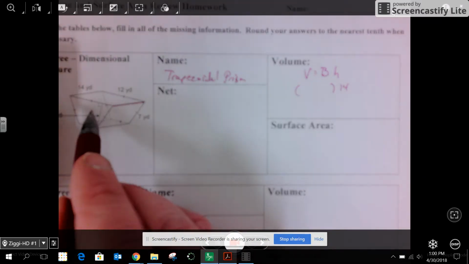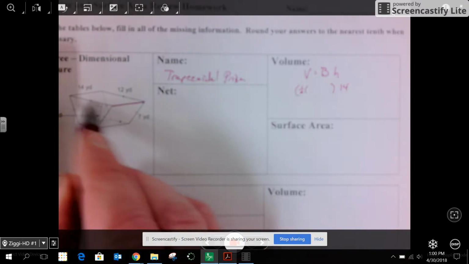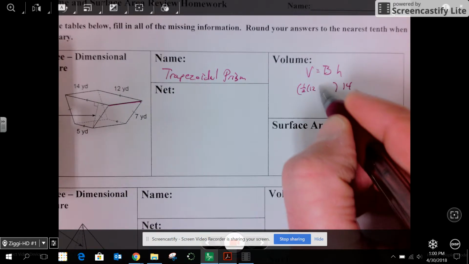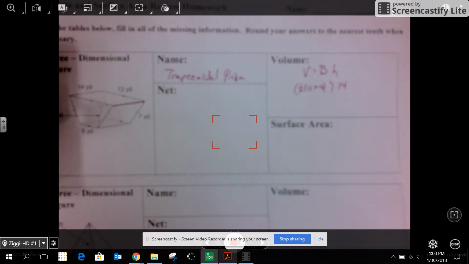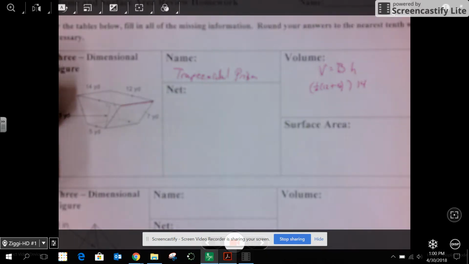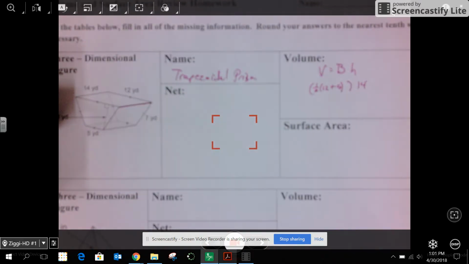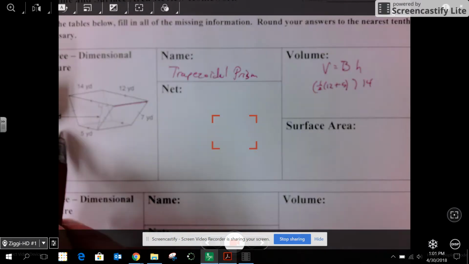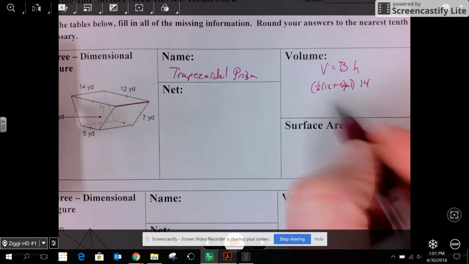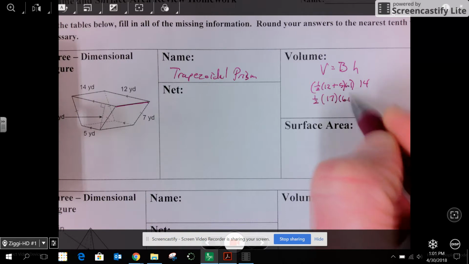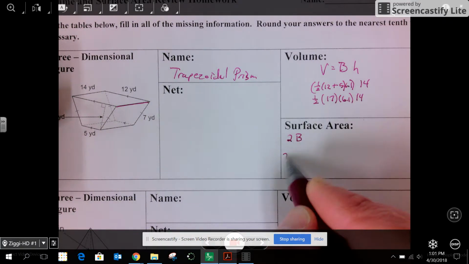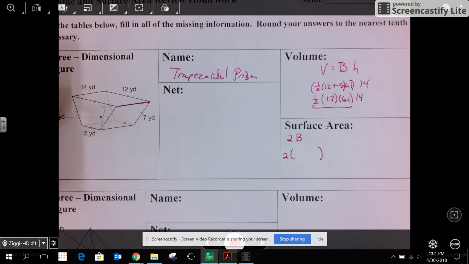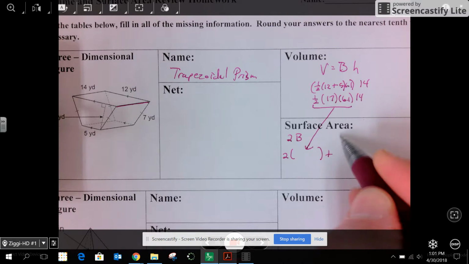So the area of the base would be 1/2 times base 1, which is 12, plus base 2, which is 5, times the height. The height being the height of the trapezoid in this case. You can't see it on your screen, but over here it's 6.1. So I have 1/2, 17, 6.1, 14. You can multiply those together. The nice thing is, for surface area, I have two trapezoids. I already found that, which is this right here. Whatever that number is goes right here, plus the perimeter times the height.